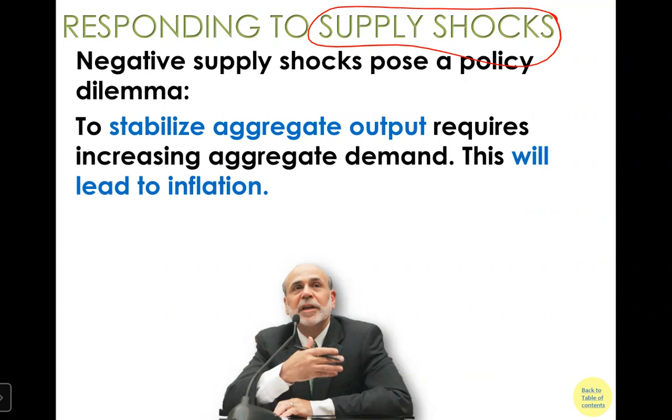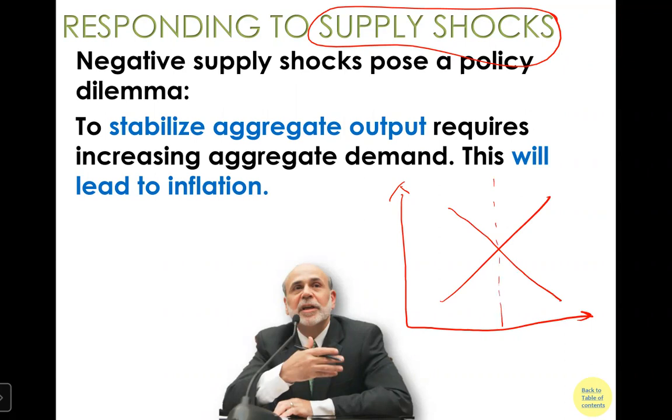Now let me use a graph to explain what happens after a negative supply shock. What is the dilemma the central bank or the government must face? By the way, in this background is the chairman during the time of the financial crisis. He was facing that dilemma. Now let me use a diagram. But this is the same diagram we just saw before.